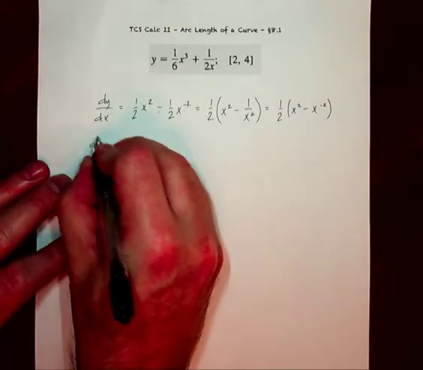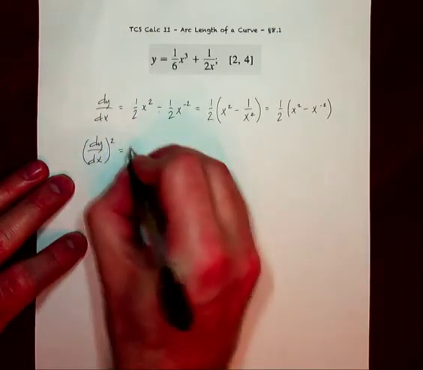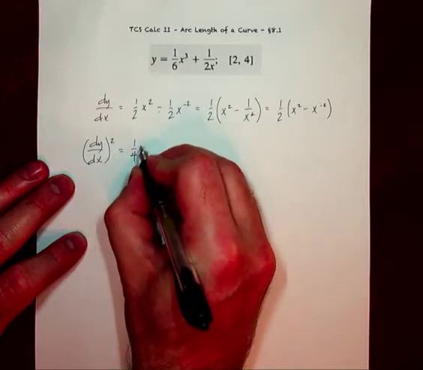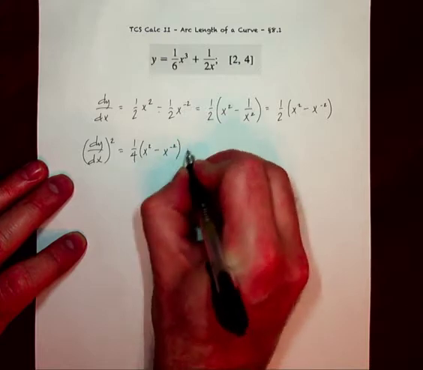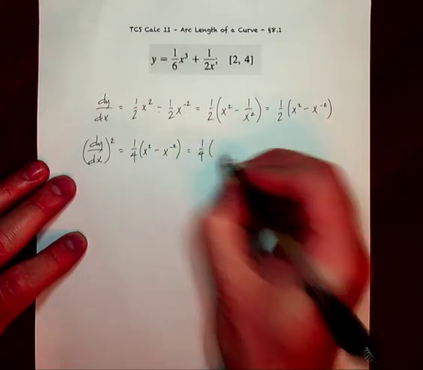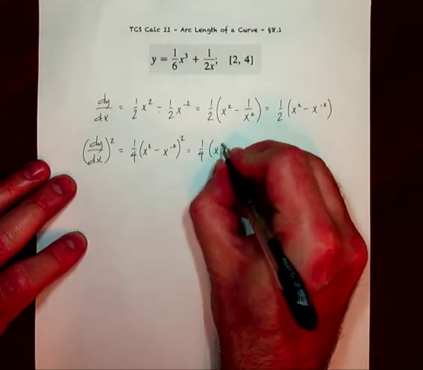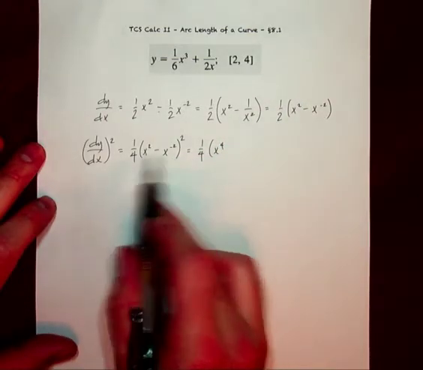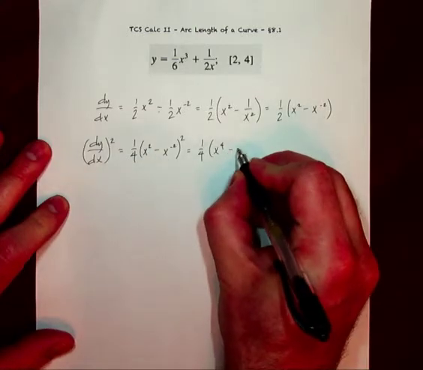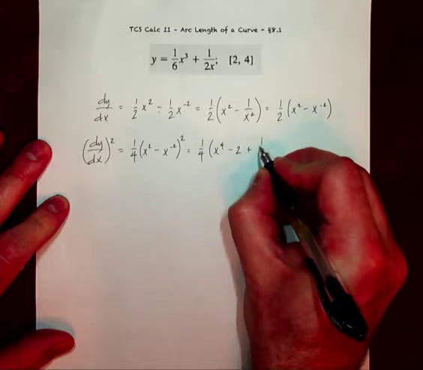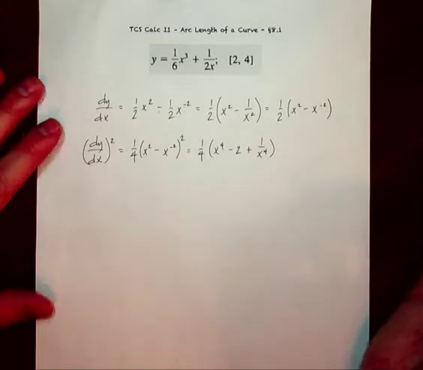Okay, well, when we square our dy dx, that's going to give us 1/4 x squared minus x to the negative 2. And if I were to multiply that out, like if I were to FOIL this, you would get x to the 4th, and then the inner and the outer would basically be x squared over x squared, and they would both be negative. So you would have 2 of those, and then 1 over x to the 4th, or of course x to the negative 4th, whichever is your fancy.